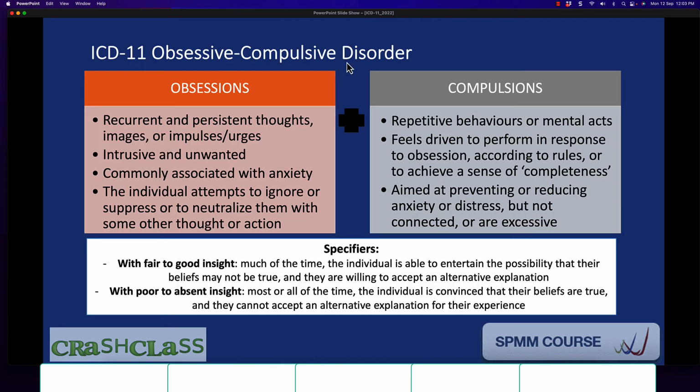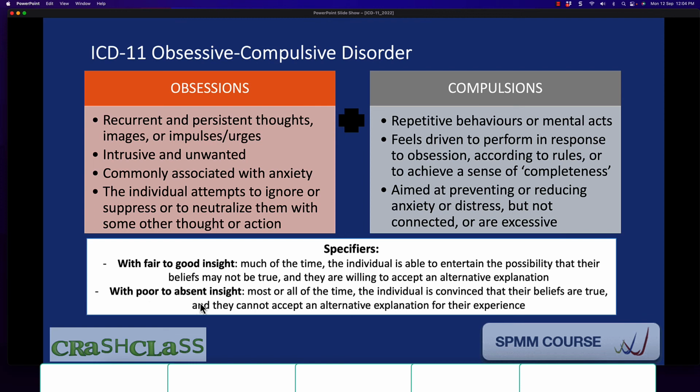Under ICD-11 obsessive compulsive disorders, in terms of specifiers, we have patients with fair to good insight and we have patients with poor to absent insight. With fair to good insight, much of the time the individual is able to entertain the possibility that their beliefs may not be true and is willing to accept an alternative explanation for obsessions and compulsions. With poor to absent insight, most or all of the time, the individual is convinced that their beliefs are true and cannot accept an alternative explanation for their experience.